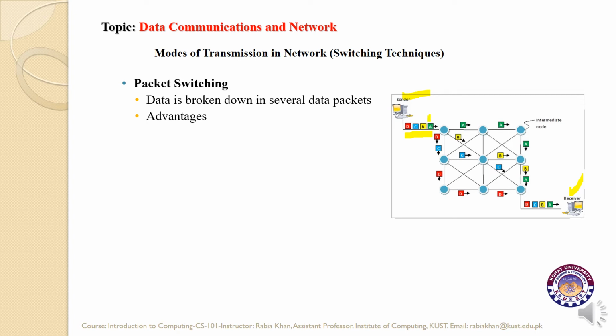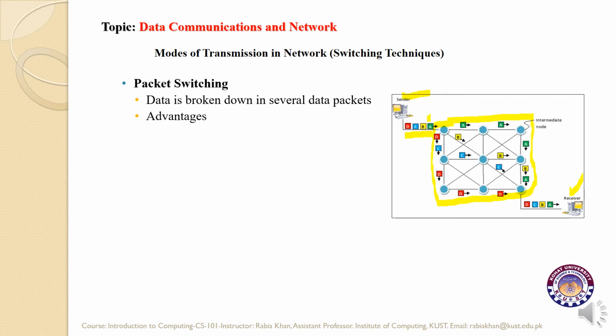There is no dedicated path. Keep in mind, in packet switching, there is no dedicated path formed. So these are different interconnecting nodes. Here you can see these are all the nodes in blue color, which have the capability to forward the data between the sender and receiver. So every data packet is moved on a different path to the receiver.